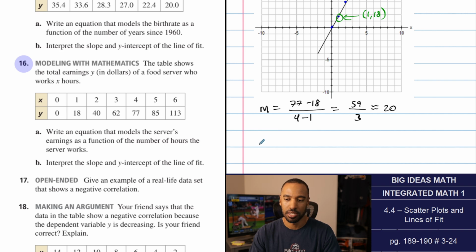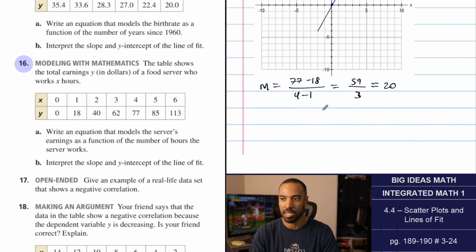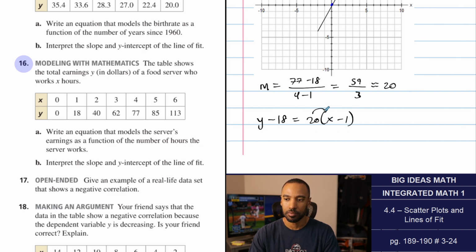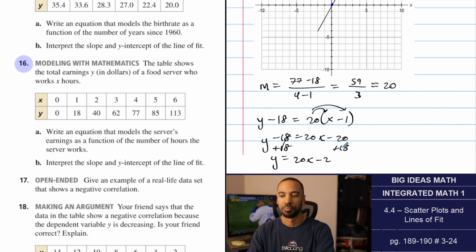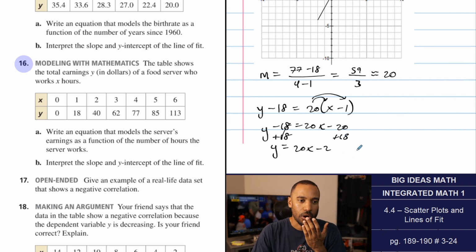For the y-intercept, I'm going to be using point slope form. Let's choose the 1, 18, right? So y minus y1 equals m times x minus x1. If I distribute the 20 over and add 18, I'll get y equals, whoops, that doesn't cross out actually. I'll get y equals 20x minus 2.